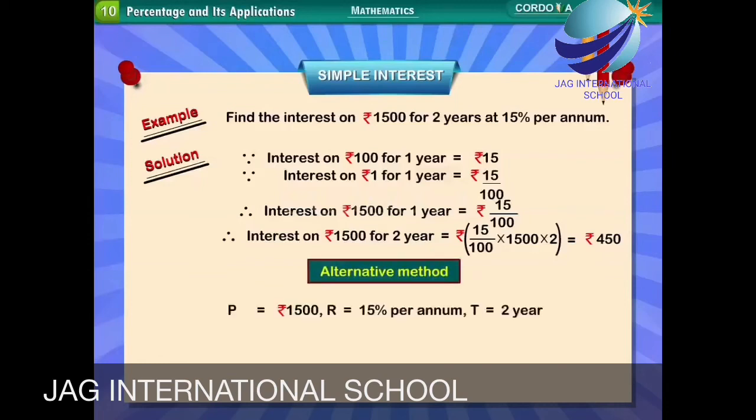Alternative method. P = rupees 1,500. R = 15% per annum. T = 2 years. SI = P × R × T/100 = rupees 1,500 × 15 × 2/100 = rupees 450.